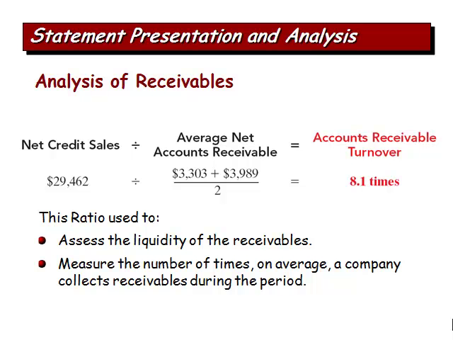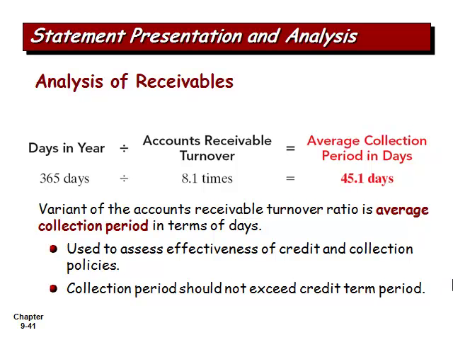Ratios used to assess the liquidity of the receivables. You measure the number of times on average a company collects receivables during the period. So a higher number is better here than a lower number. Then we look at average collection period in days. We take the number of days and divide it by the accounts receivable turnover to come up with 5.1 days. So it's just a tweak of the previous method. The lower the collection period, the better off we are.